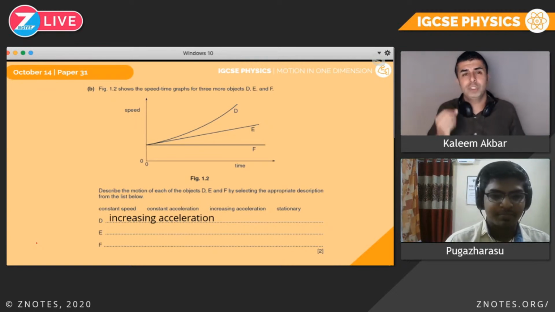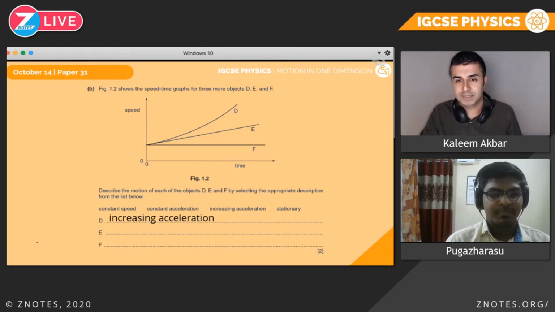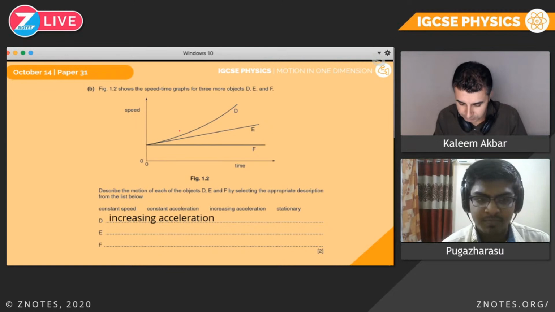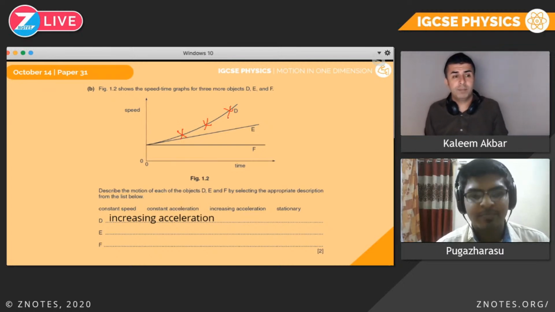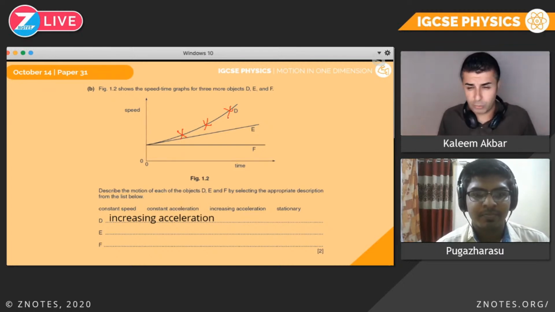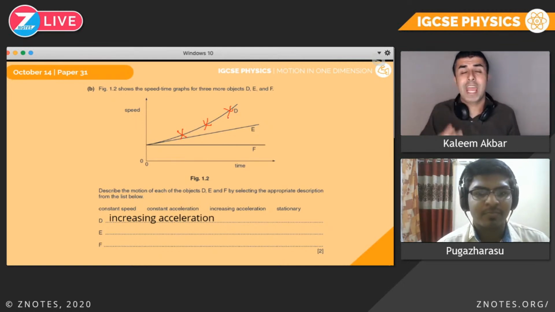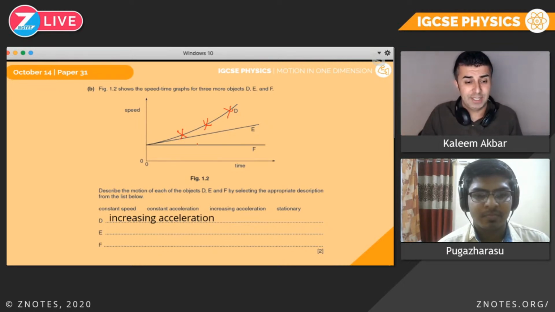So students, if you imagined putting numbers, doing change in y over change in x, if I was to find the gradient, let me just draw this. Here, here, here. If you were doing rise over run, you'd have to draw tangents. We're not going to go into that today, but let's just say you could find the gradient at each of these points. It would keep getting bigger and bigger and bigger. In other words, it's increasing, so the acceleration is, in actual fact, increasing.